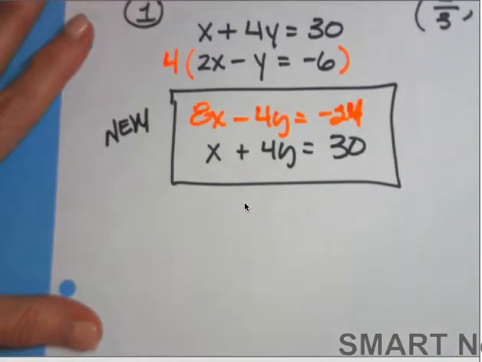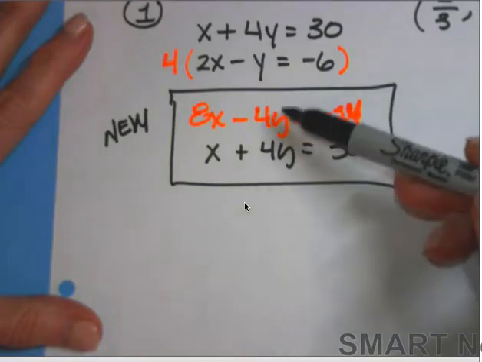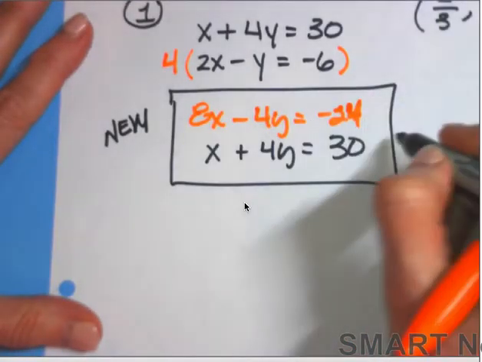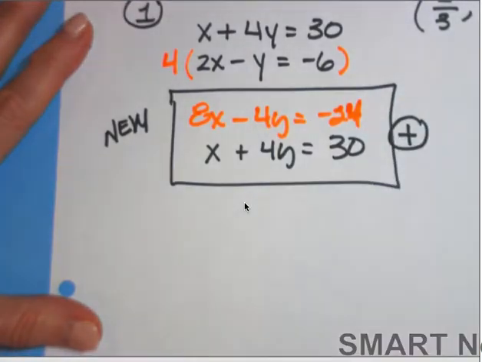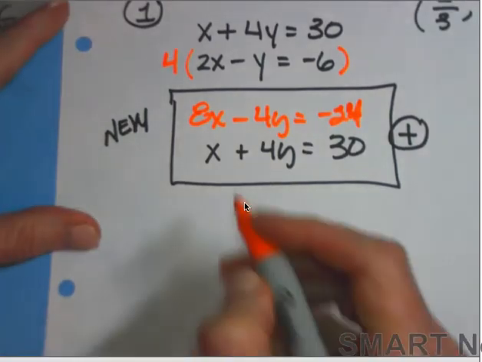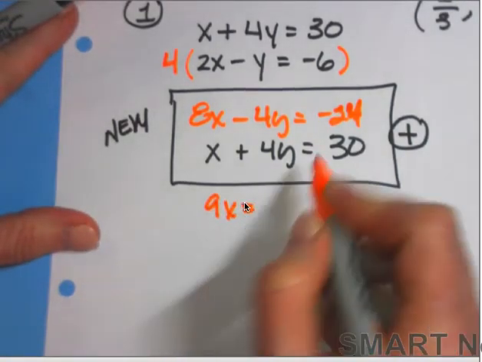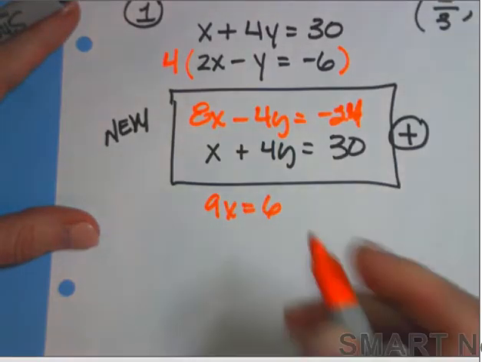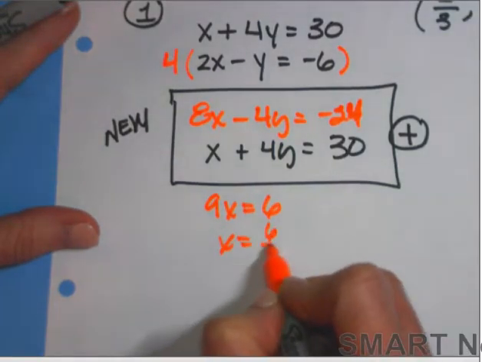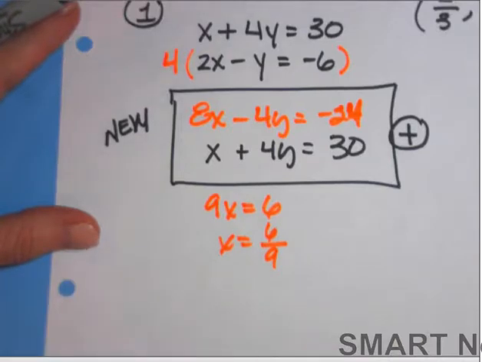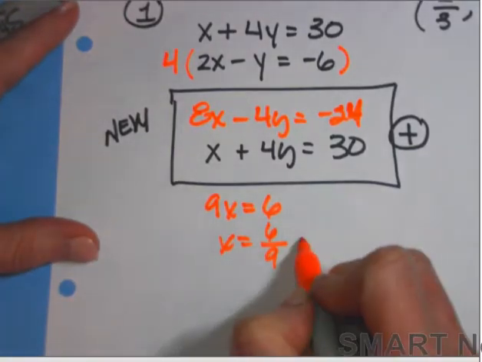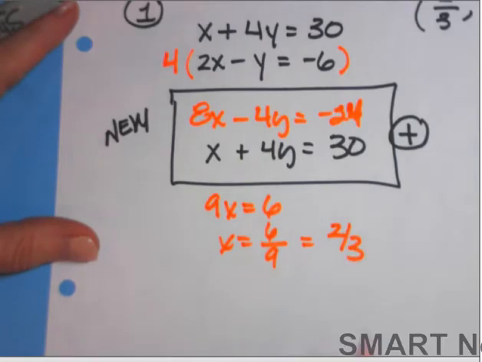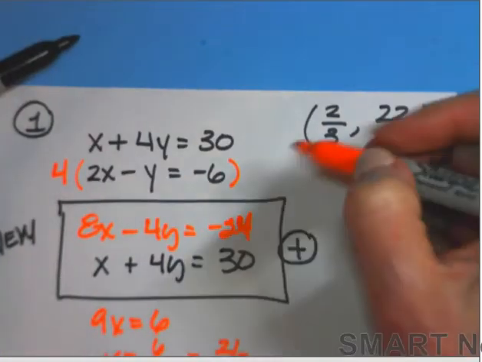And notice now I've created additive inverses on the y's. So I'm going to add the two equations together, just like we've been doing in the previous homework problems. And I'm going to get 9x equaling positive 6. I'm going to divide both sides by 9. And that's going to give me x equaling 6 over 9. I'm going to remove their common 3. And that's going to result in a value of x equaling 2/3, which is what I expected to get right here.